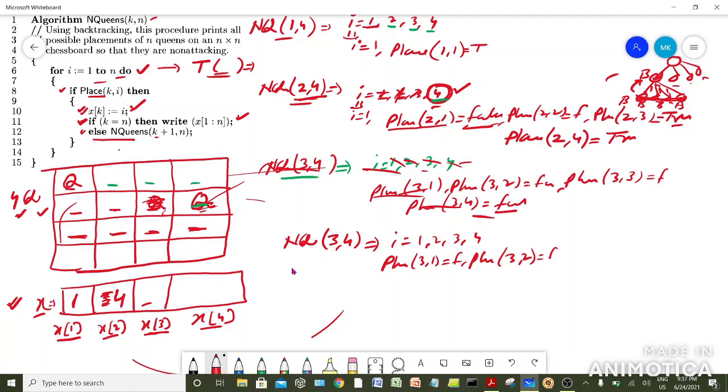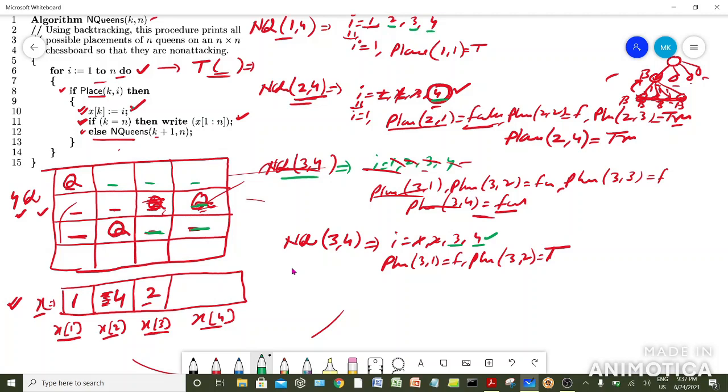What exactly will it be? It is going to be true, because we can have the queen here. So place the third queen here. It means we need to make x of 3 equal to 2. Okay, it means now we exhausted this one and this one, but these two are going to be pushed onto the stack. So push them. So these two locations are pushed onto the stack.